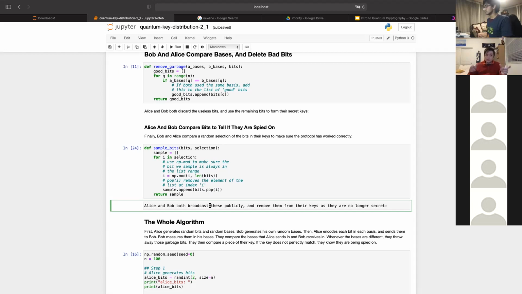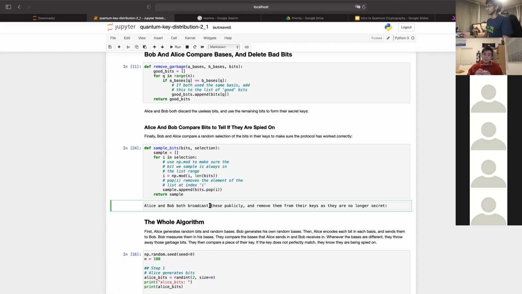And so once they've compared them, they calculate the error rate. Specifically, if it is above a certain threshold, the threshold that they expect from noise in their channel, then they assume that they're being spied on. And this is actually extremely likely. But if the error is actually lower than they expected, then they're fine.